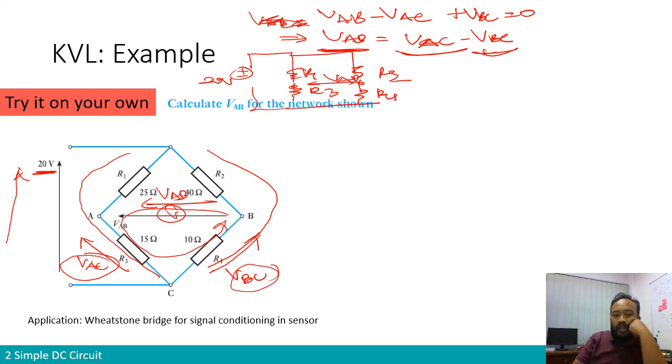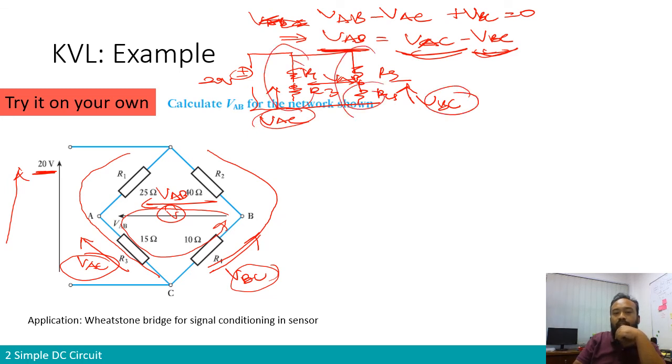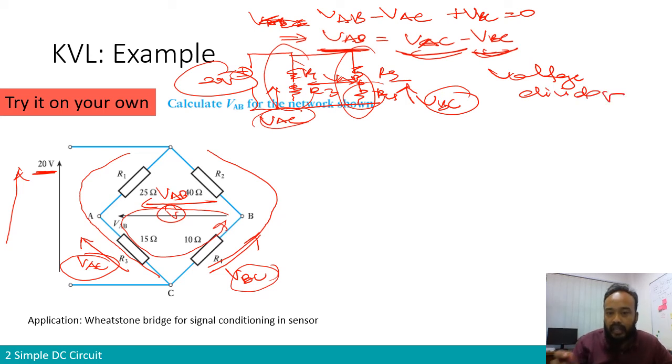The VAC and VBC that you're looking for are this point, VAC, and this is VBC. So what you can see here is VAC is a portion of the whole voltage, and VBC is also a portion of the whole voltage, which is in parallel with 20 volts. So you can write what we call a voltage divider, right? We're going to apply what we have learned last week, which is voltage divider. So let's look at the answer.